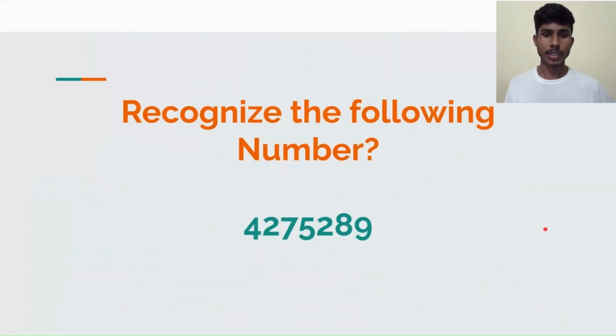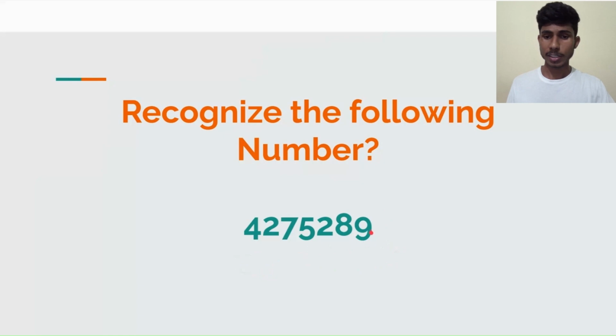Okay, and our next number is 4275289. Okay, and you don't need to fear the number of digits in a number. You need to just follow the same approach that we have discussed. That is, you need to find the place value from the rightmost digit to the leftmost digit and combine them from left to right. Okay, then you will get the value of any number.